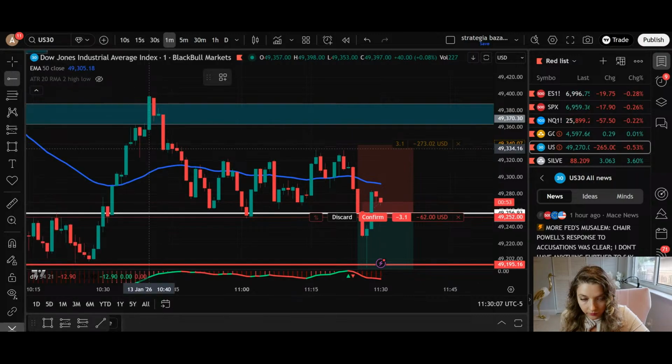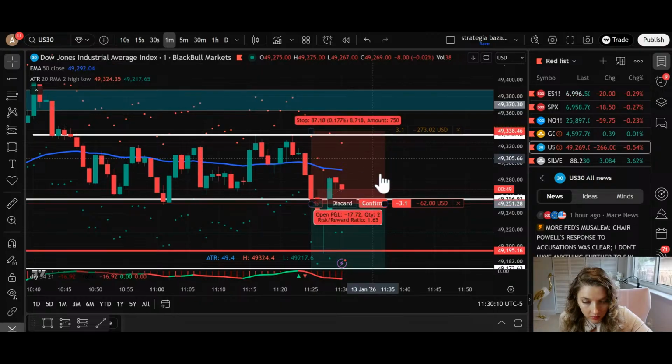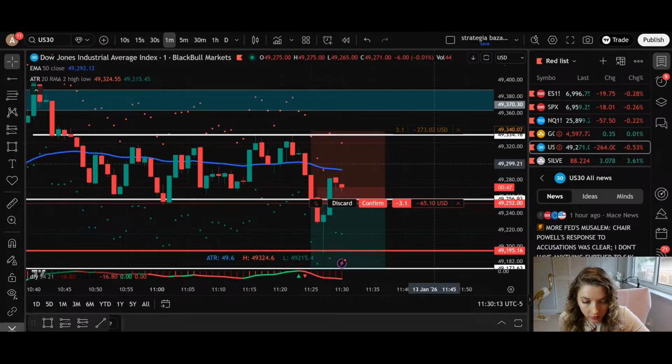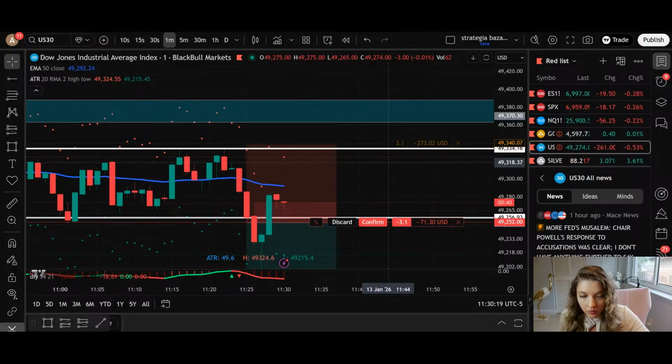Let's see an ATR. Yeah, so just above is 49340.